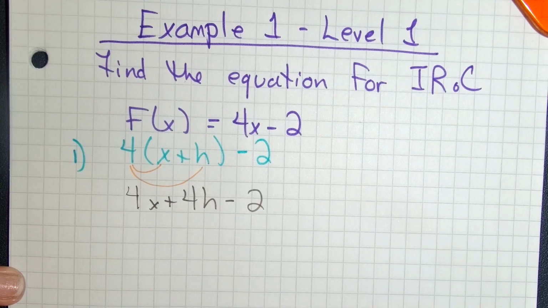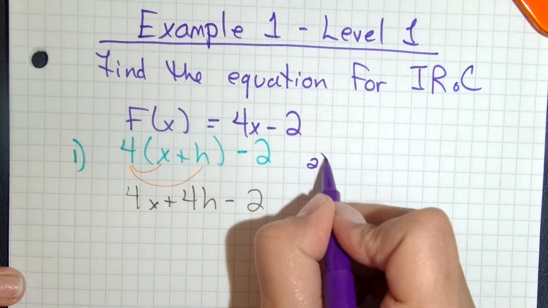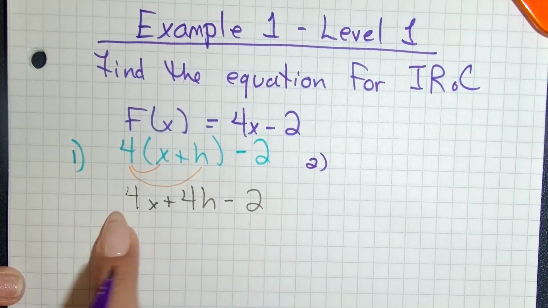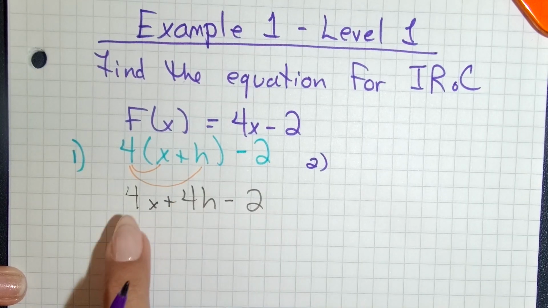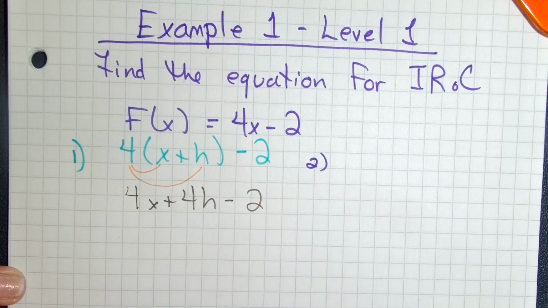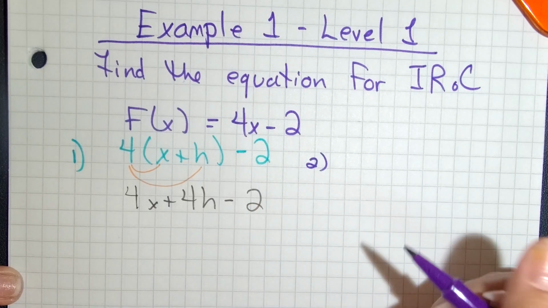Questions? Okay. What does step 2 tell us we need to do? Oh, wait, sorry. Can I combine like terms? No, there are no like terms. So I'm left with 4x plus 4h minus 2. What does step 2 tell us we need to do?